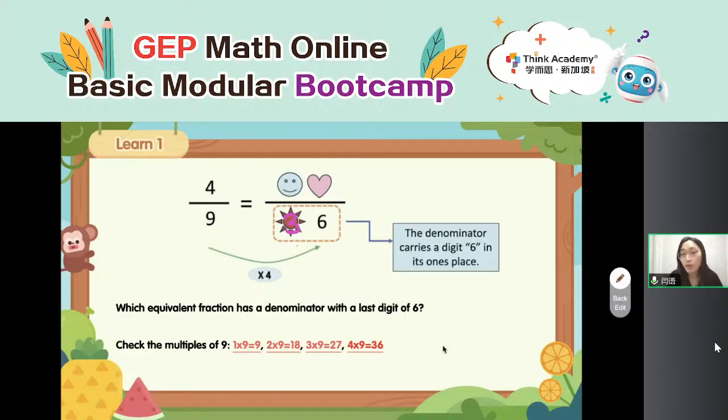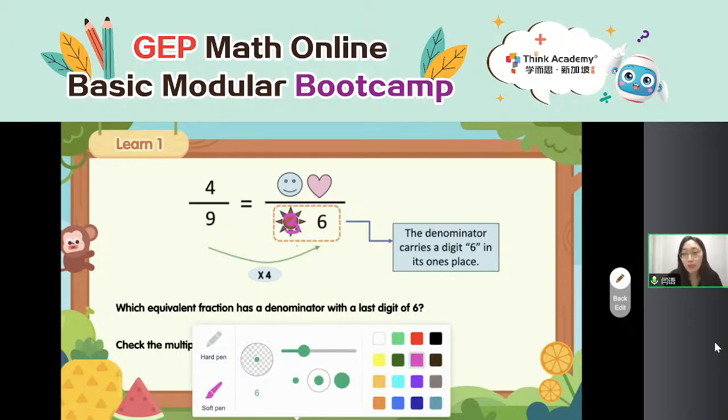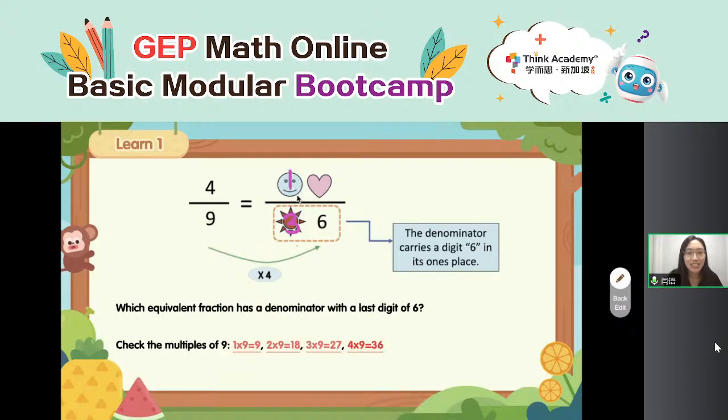Yes, we just times 4, right? So that means at the same time, what happened to the numerator? The numerator must be multiplied by 4 as well. What is 4 times 4? Yes, that is 16.